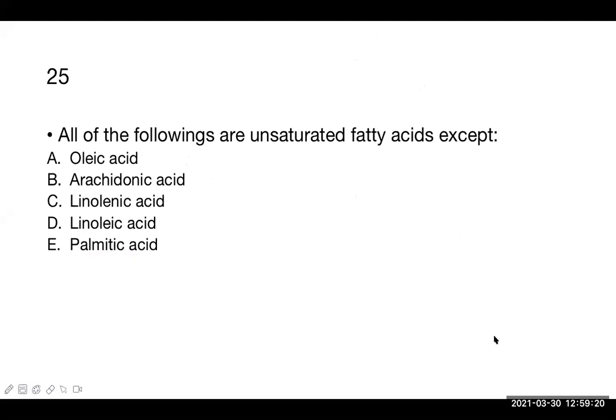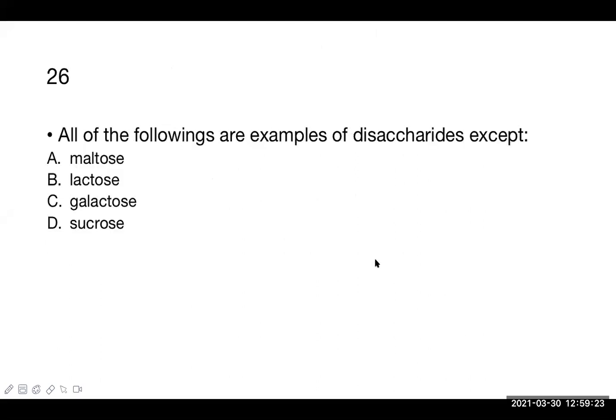Let's move on. The direct question. All of the following are examples of disaccharide, except. See there, another very easy question. So one is not a disaccharide and you have to choose that. Is it maltose, lactose, galactose, or sucrose? What is the correct answer?